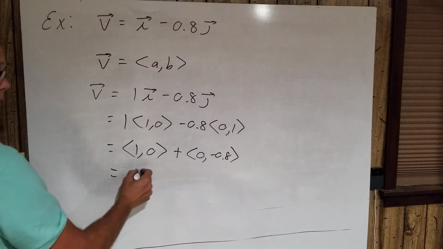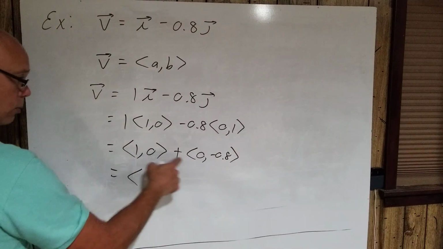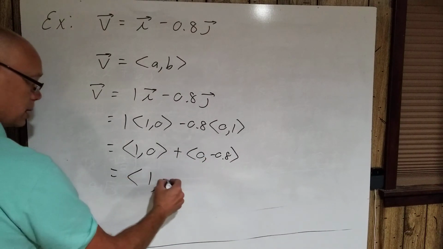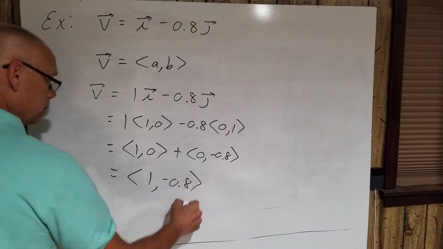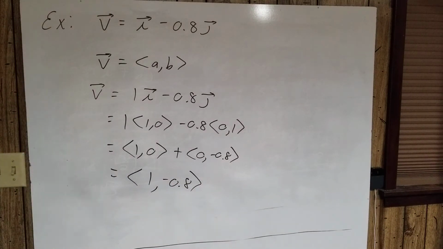And if I add these two vectors, what do I get? I get 1 plus 0 is 1, 0 plus negative 0.8 is negative 0.8, right? So that's the way to represent this vector v in component form, okay? Alright, what do they want us to do here? I forgot what they want us to do. They want us to find the magnitude and direction angle, okay?